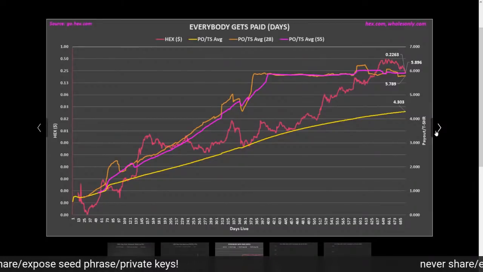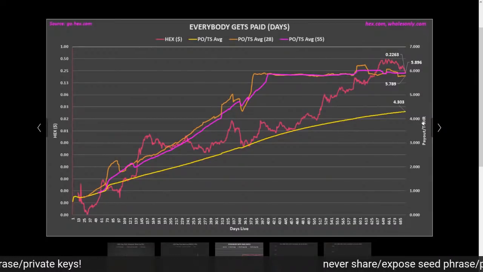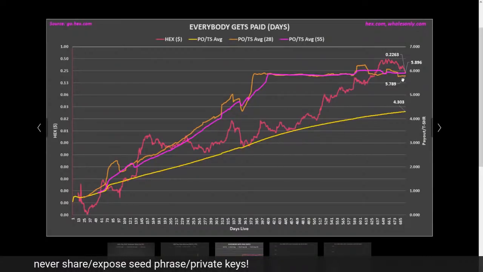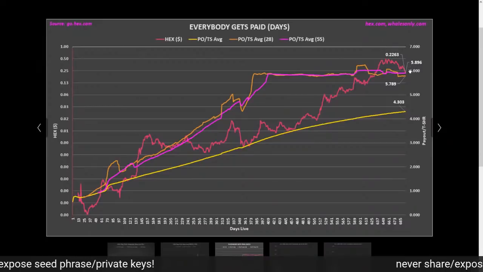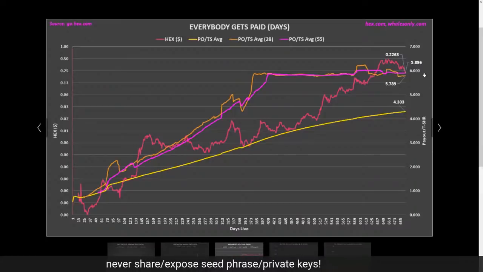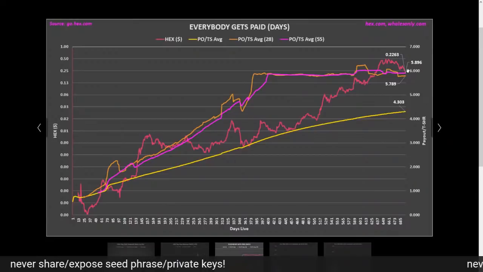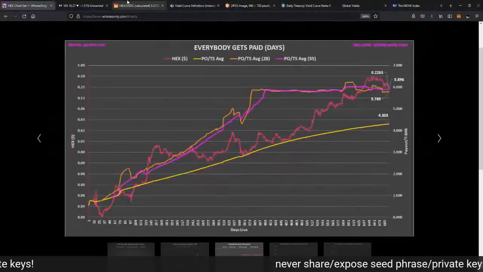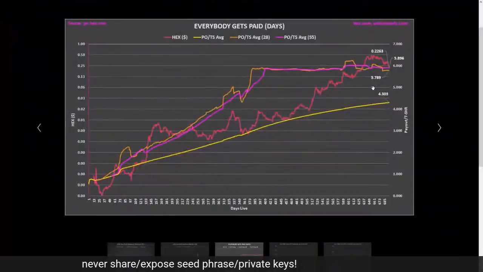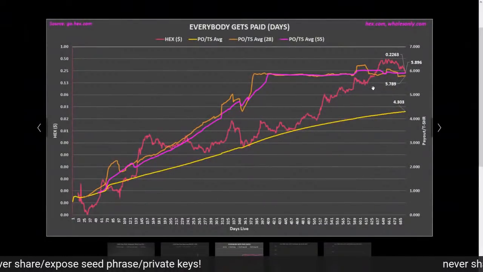Everybody gets paid chart. So here's just an amalgamation of payout per T-share averages, right? And the all-time in yellow is 4.3. The 28-day is 5.789. The 55-day is 5.896. And as you guys can see, price might travel back into this range. We'll see. It'd be interesting if it just stopped here at the 55-day level, but we'll see. It's a little bit lower than that mark so far at 21.12 cents, and this was 22.63. So we shall see.